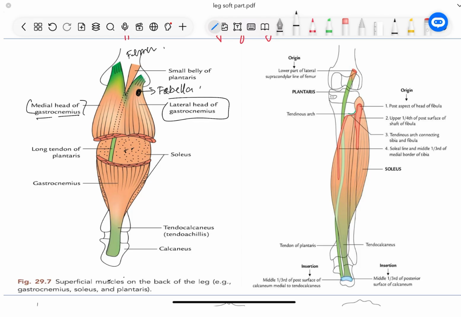After the origin, along with the soleus, it will be inserted into the posterior surface of the middle part of the calcaneus. What is the function of the gastrocnemius? Plantar flexion of the ankle, and flexes the leg also at the knee.